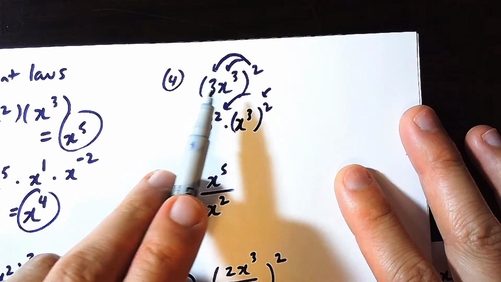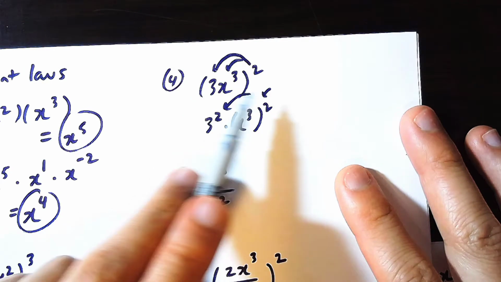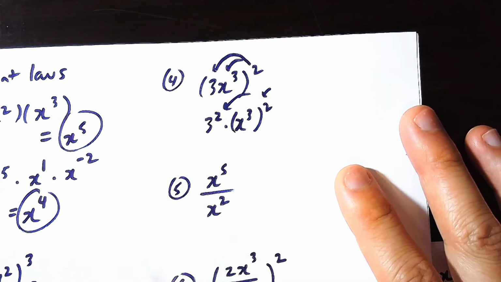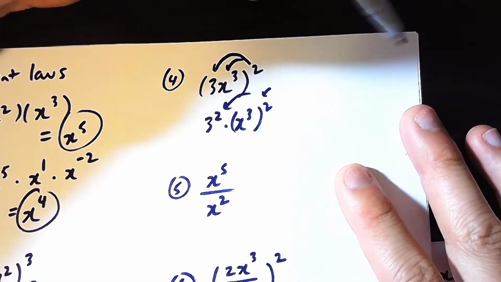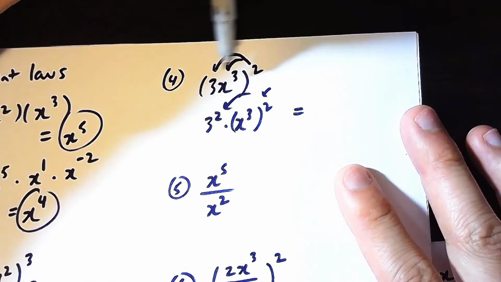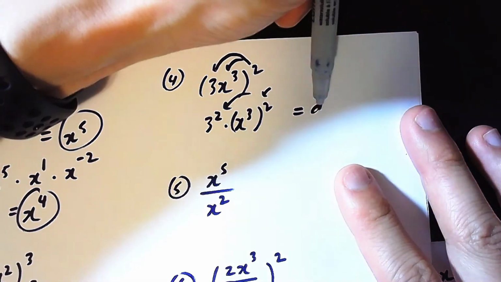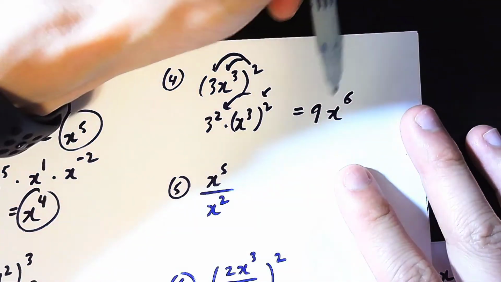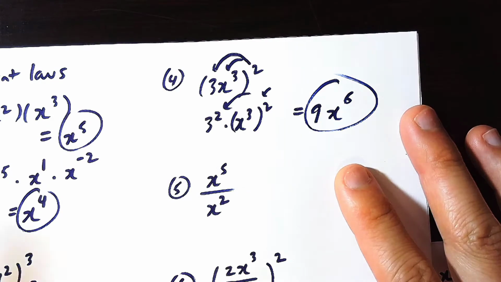If there were 3 parts being multiplied, such as x, y, z, you'd have to distribute the square to all 3 parts. But in this case, we're only doing 2 parts here. So the answer would be 3 times 3 would be 9. The base is x. 3 times 2 would be 6. So this would be our final answer.